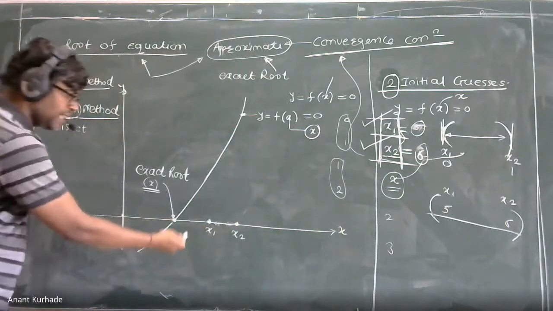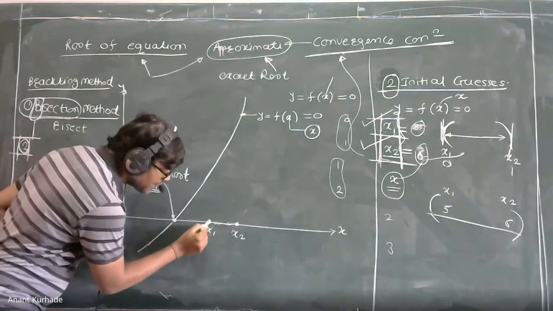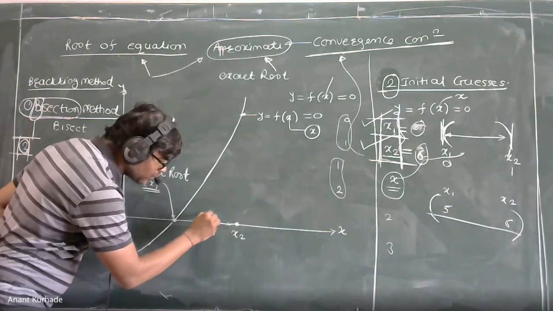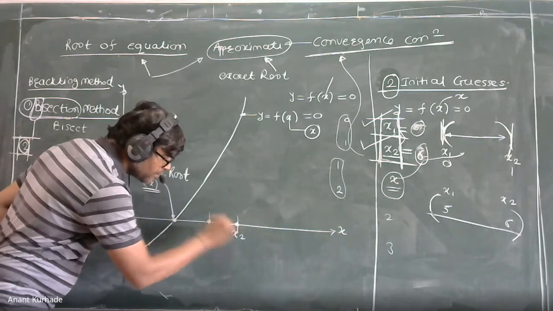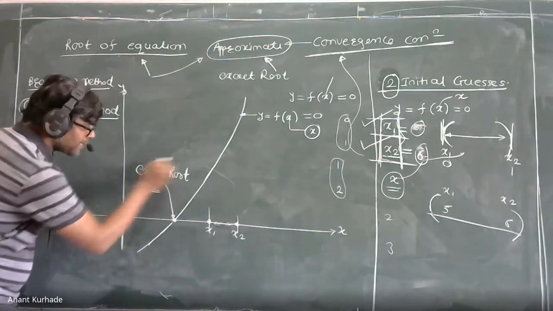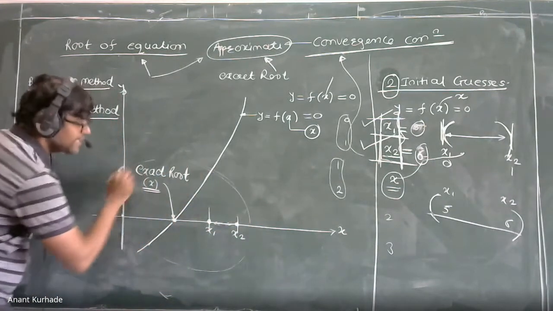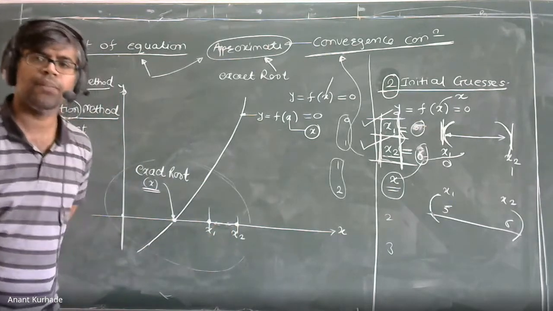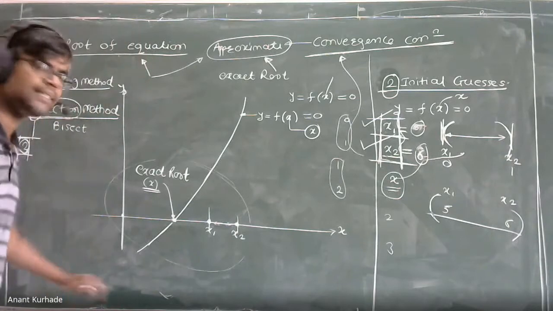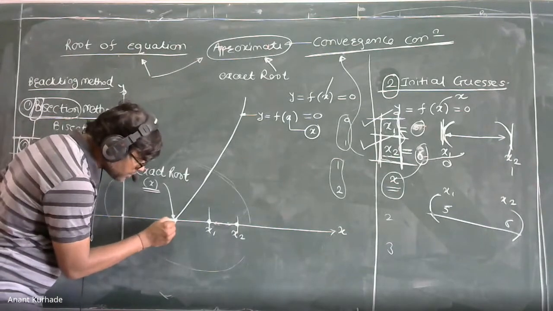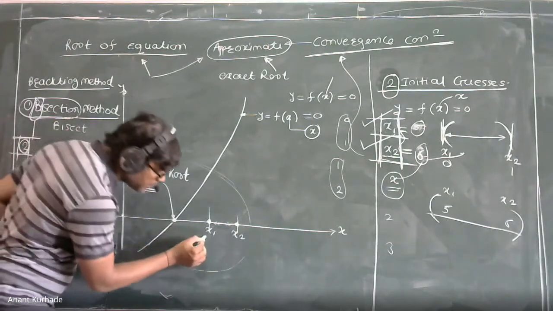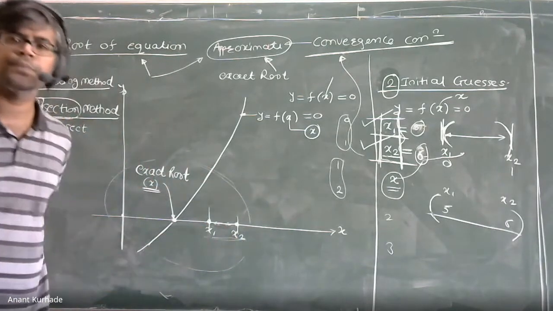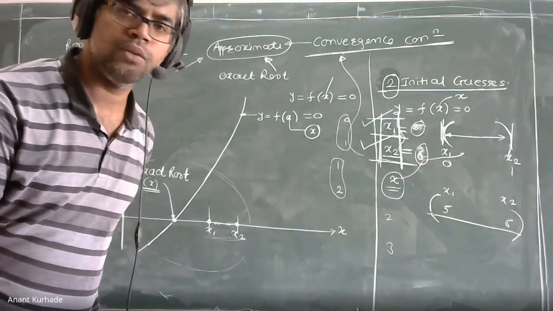So this condition is here. Now we have assumed x1, x2 here, and we can say the root lies between these values. By observing this pattern, is it the root lies between x1 and x2? Where is the exact root? This is the root. But by observing this, can you see the root lies between x1 and x2?